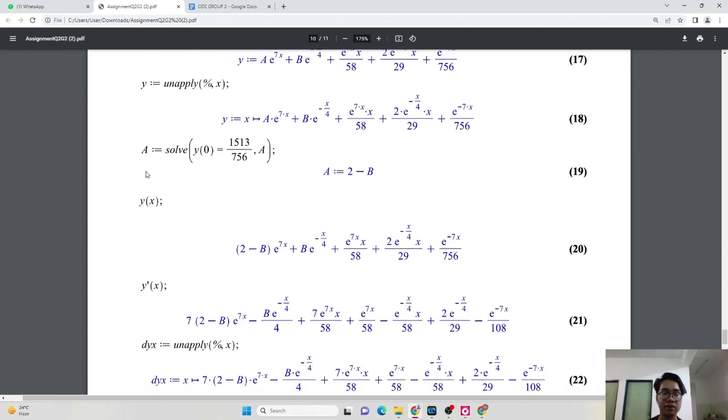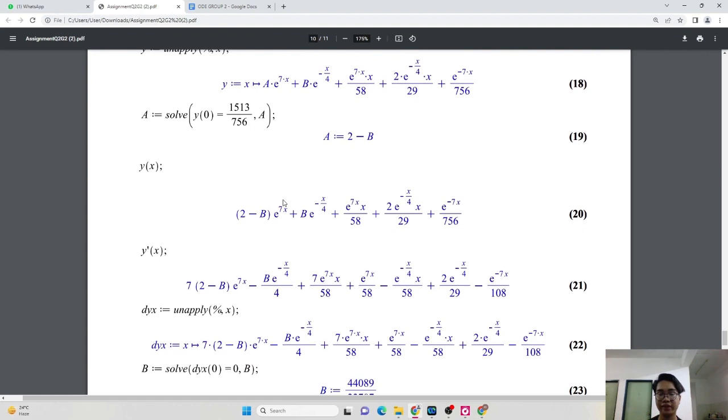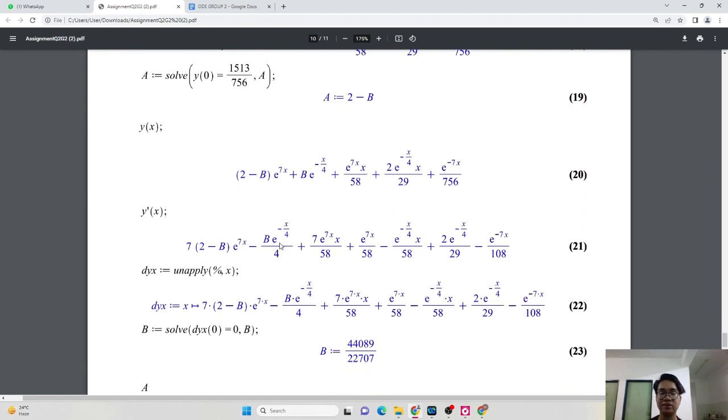The 19th step is solve y(0) equal to 1513 over 756 for A. And the answer we get is A equal to 2 minus B. The 20th step is y(x), and the answer is bracket 2 minus B exponent power of 7x plus B exponent power of negative x over 4 plus exponent power of 7x x over 58 plus 2 exponent power of negative x over 4 x over 29 plus exponent power of negative 7x over 756.